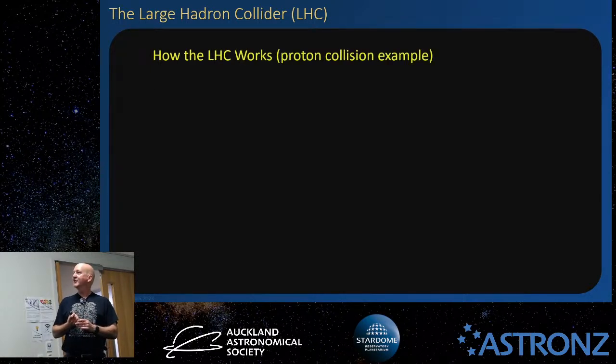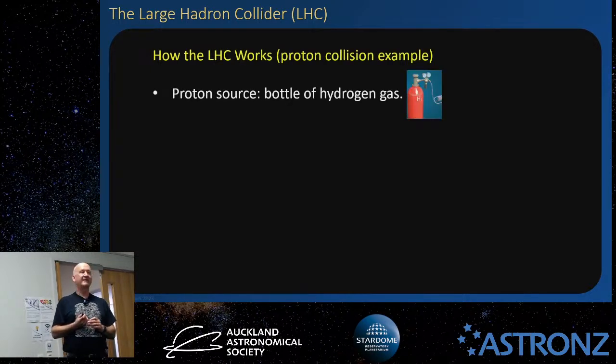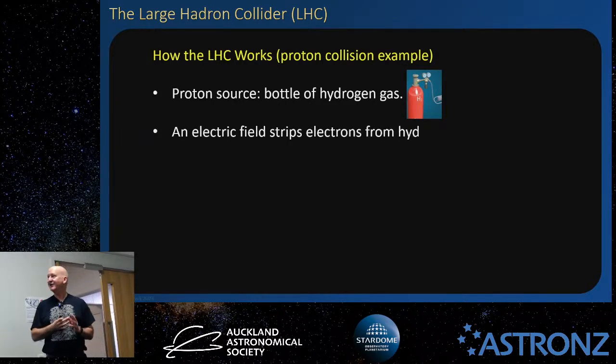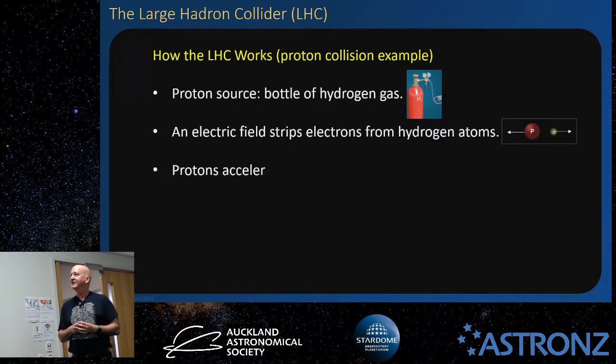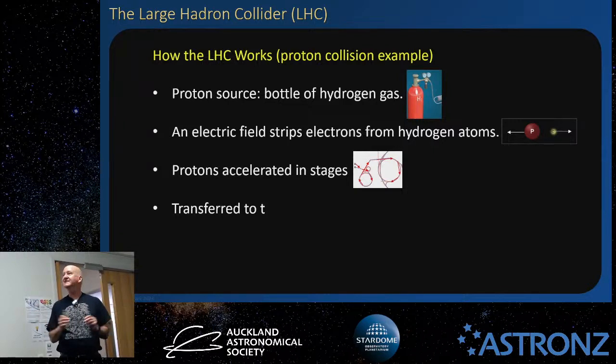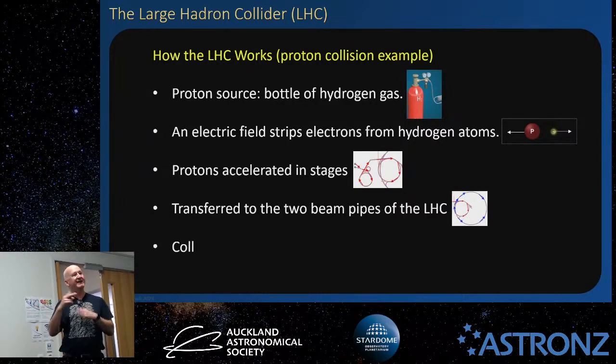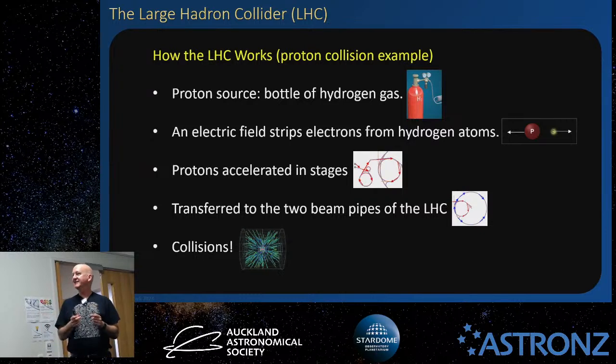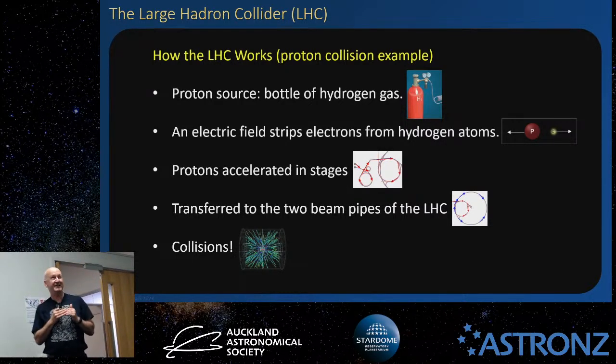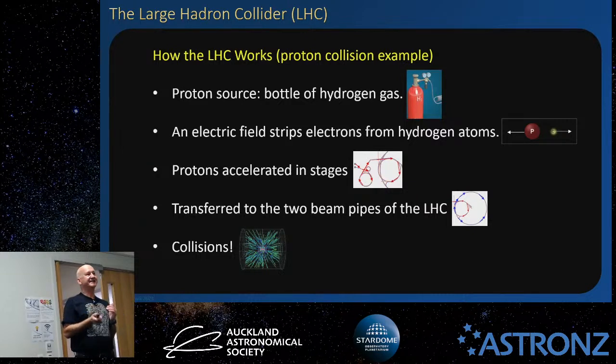Here the protons are sourced from a bottle of hydrogen. We take the protons from hydrogen gas, use an electric field to strip off the electrons, send the protons through, accelerating them in stages until they eventually get transferred to those big beam pipes of the 27 kilometre circumference. One lot going around one way, the other going around the other way, and then they'll collide them when they want to. These actually go around the pipes for hours and hours with about 40 million collisions per second. So it's just constantly colliding and getting data.